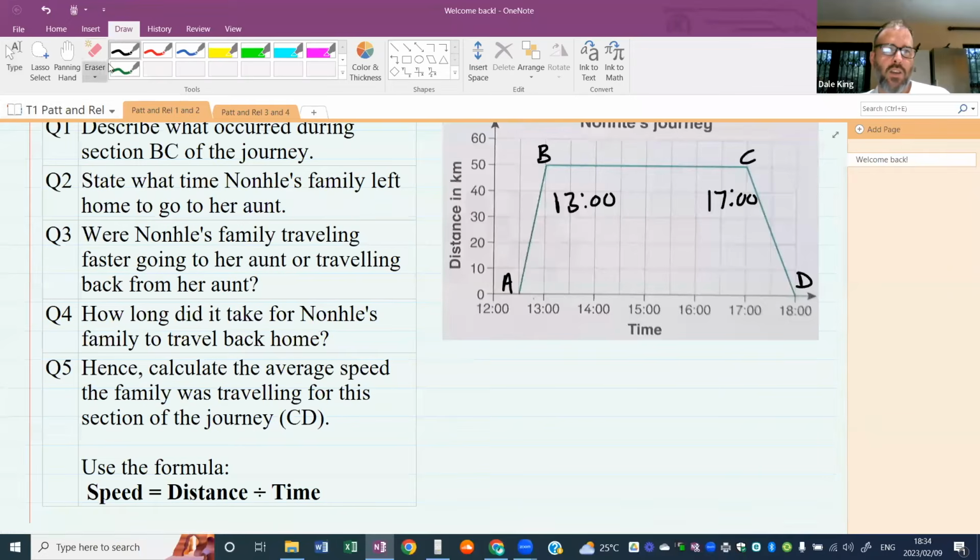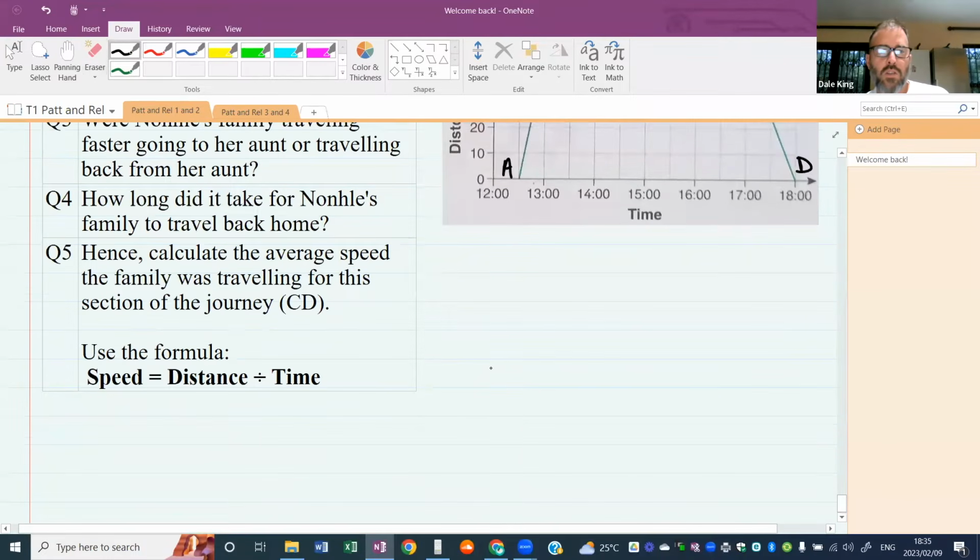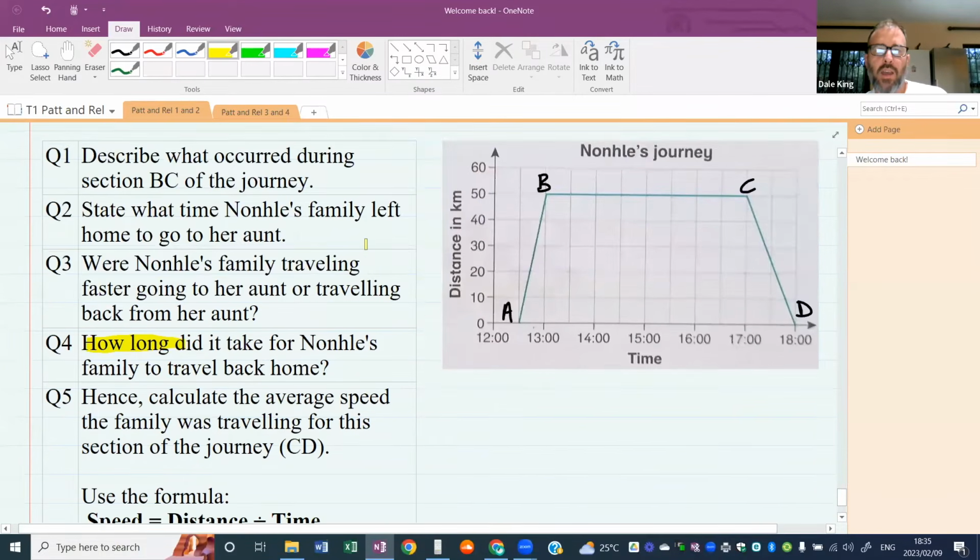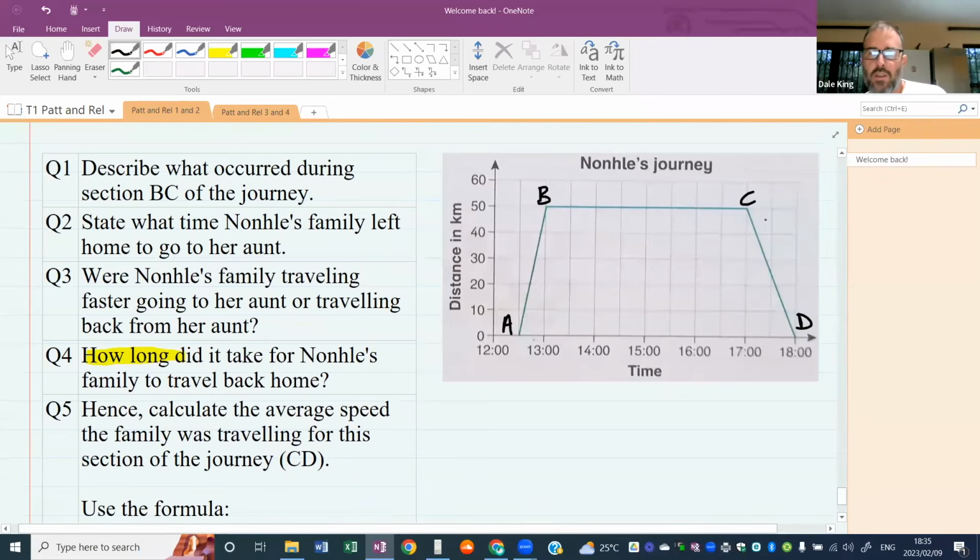Okay. So I want to see if there are people that were here in the beginning. If not, doesn't matter. You guys can still try it. I want to see if you can do question 5. I'm going to give you about 4 minutes to do it. Question 4 says, how long did it take for Northwest family to travel back home? Okay. So that is from C to D. All right. So you got to do question 4 first and have an answer for that.